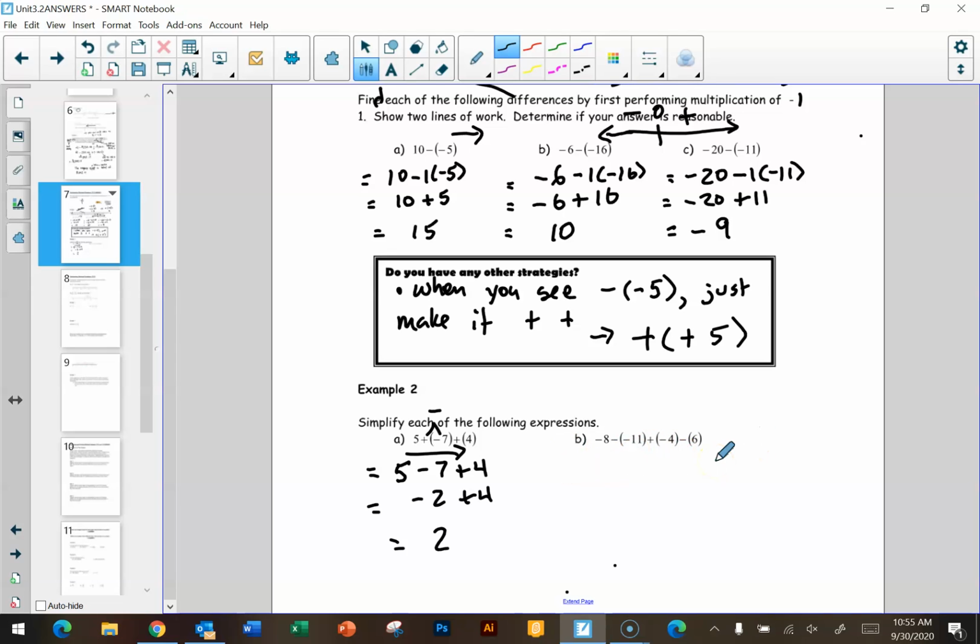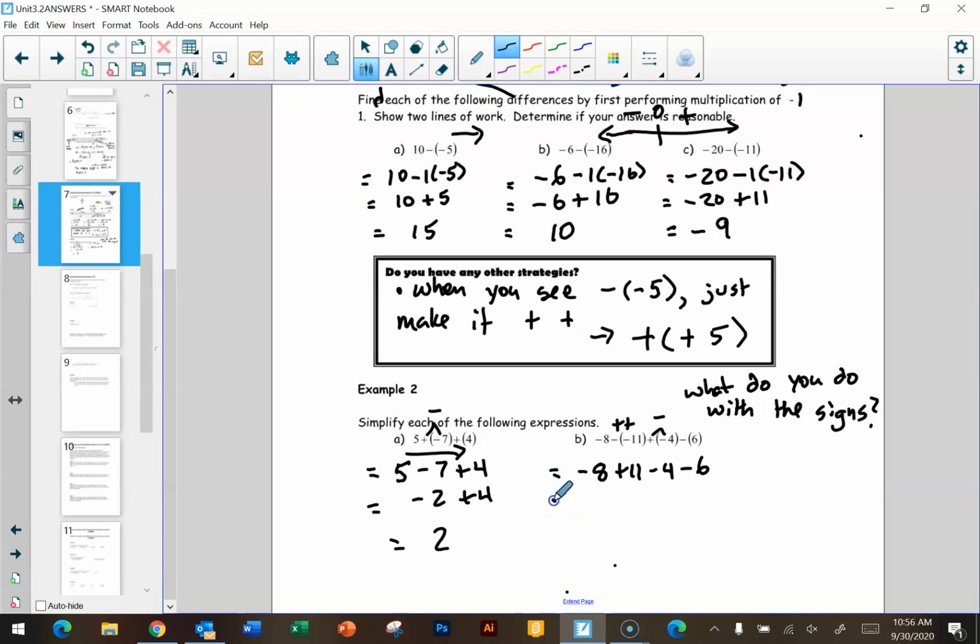Okay, this one's just got more negative signs. This is all about signs. It's all about what you do with the signs. And in this case, the signs are negative. Those are the ones that really matter to us. So we've got negative 8, okay? Now we've got a minus. So that's just plus, right? Minus a minus is just a plus. So that's plus 11, okay? Now plus negative 4, I usually just write that as minus 4. And then minus 6, well, there's nothing in the bracket, so it's really just minus 6.